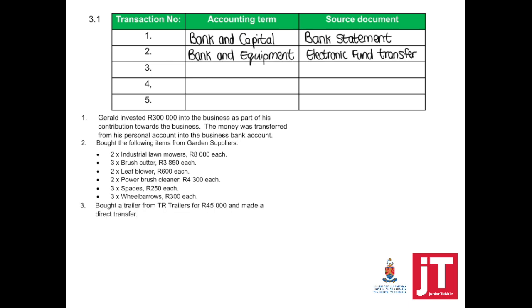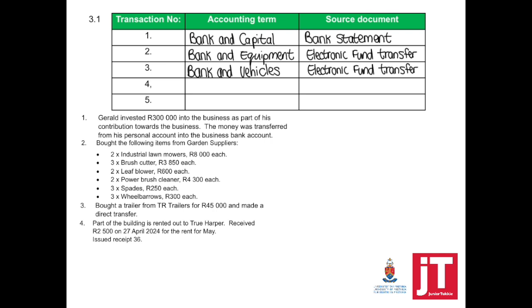The third transaction: bought a trailer from TR Trailers for $45,000 and made a direct transfer. Again, when we make a payment, bank will always be involved. What did we purchase? We're not going to show it as a trailer. This will form part of our vehicles, which is a non-current asset. And the source document, electronic fund transfer, EFT.